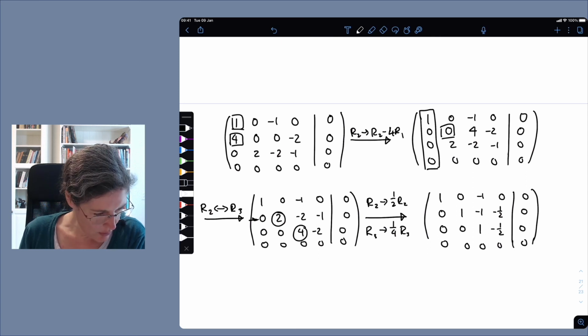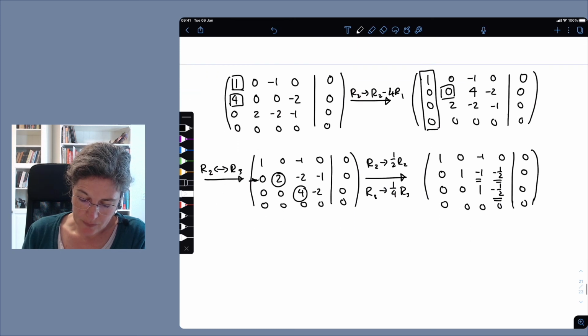And what else can I do? Well, I'm not going to be able to get rid of these halves, but maybe I could get rid of this over here, this -1. So I'm going to say row 2 plus row 3.